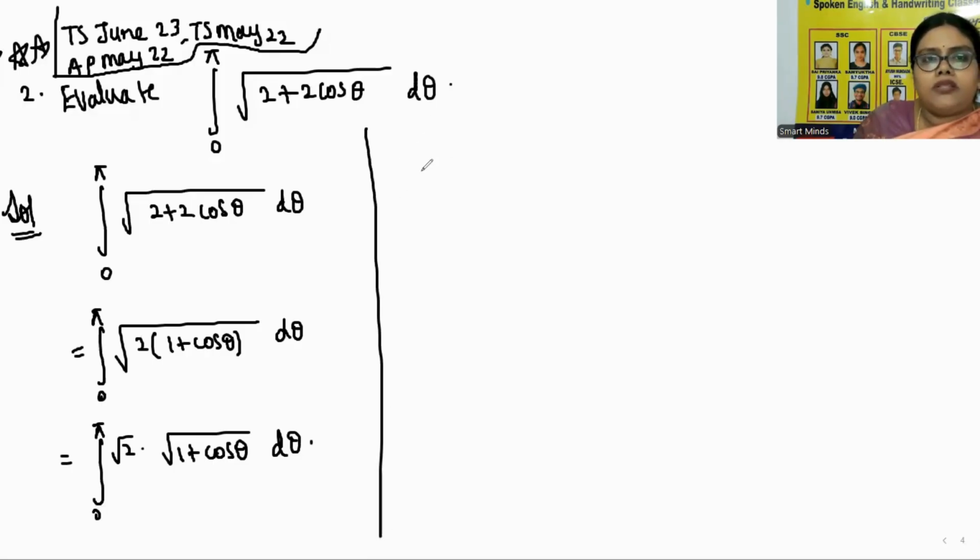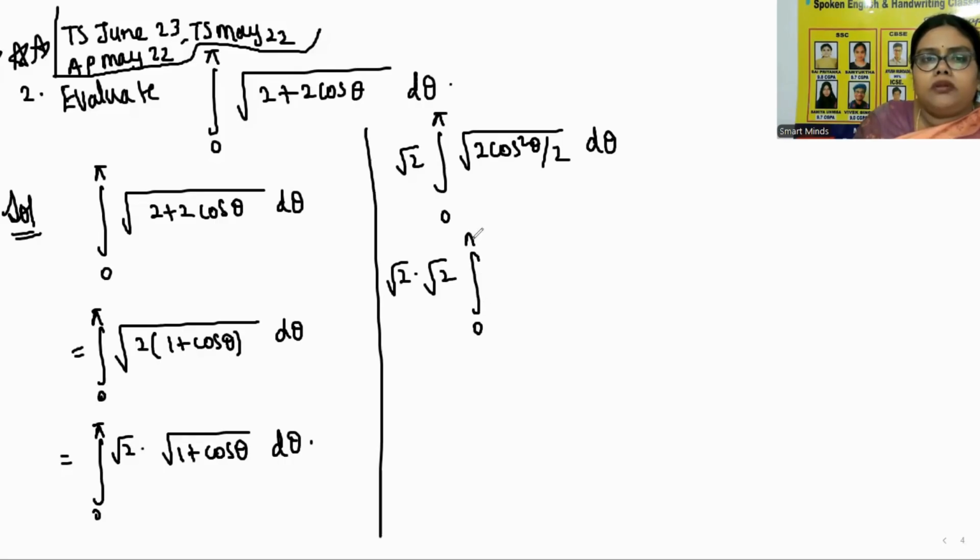Now root 2 is a constant, so I take root 2 outside the integral. Integral 0 to pi root over, from trigonometry, we know that 1 plus cos theta is 2 cos square theta by 2 d theta. Now from this square root, again you have one more 2. So that 2 if I bring out, it will become root 2. So one root 2 is already there, one more root 2 comes out. So you are left over with root over cos square theta by 2 d theta.